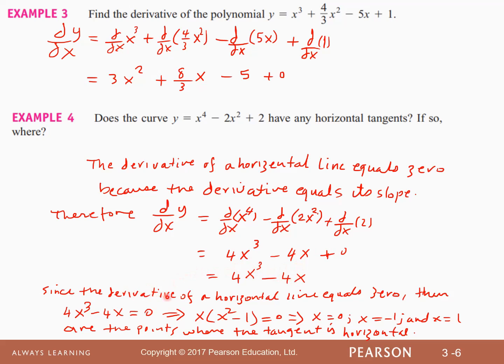Since the derivative of a horizontal line equals 0, we equate this equation: 4x to the power 3 minus 4x equals 0. This implies we can divide by 4 before we do anything, so we'll be left with x cubed minus x, and then we take x outside, so it will be x times x squared minus 1. That's equal to 0, which implies x equals 0, x equals negative 1 and x equals positive 1. 3 values. These are the points where the tangent is horizontal.